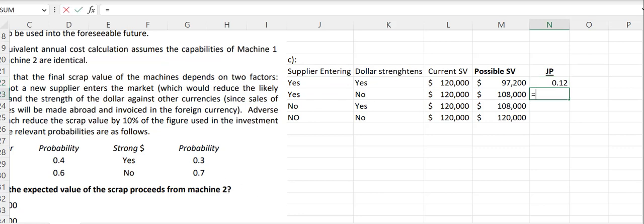So again, we have the yes situation, which has a probability of 0.4, but now it has a combination with the no one, which is 0.7, so multiplied by 0.7.